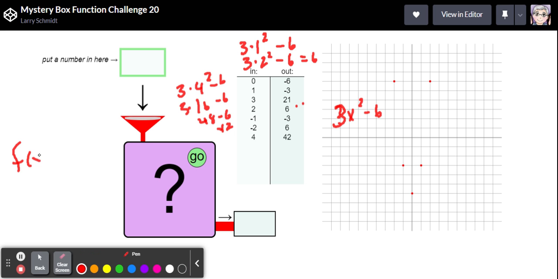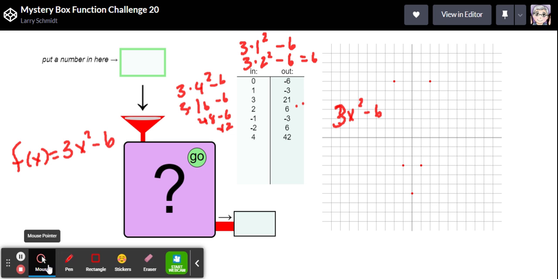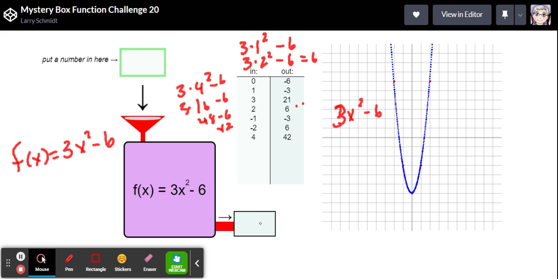Okay, I'm convinced that we've got the right function here. So this is f of x equals 3 times x squared minus 6. Boy, we're getting some tricky ones now. Let's go ahead and reveal this, see if we're right. Yep, 3x squared minus 6. And let's look at the graph of that. There's that nice narrow parabola dropped down from the origin by 6 units.